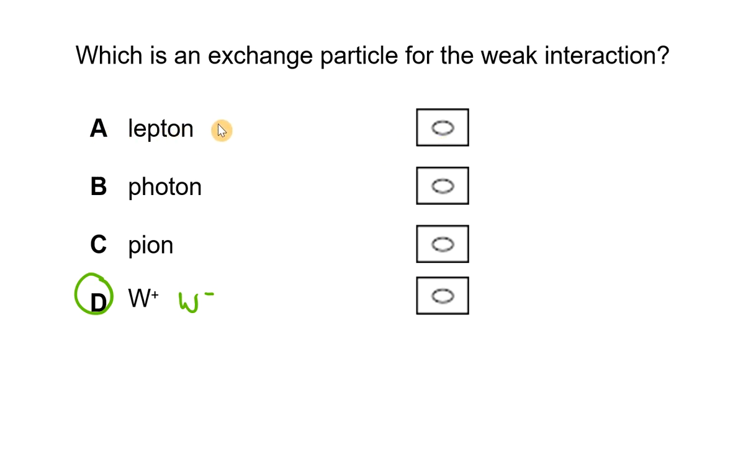Well, leptons aren't exchange particles. Exchange particles are particles that carry a force from one particle to another. And there are four forces you need to know about. There's the strong force, the weak force, and the electromagnetic force. There's also the gravitational force, but we ignore that for particles because it's such a weak force at the subatomic scale. Okay, so the photon, a virtual photon, carries the electromagnetic force or the electromagnetic interaction.